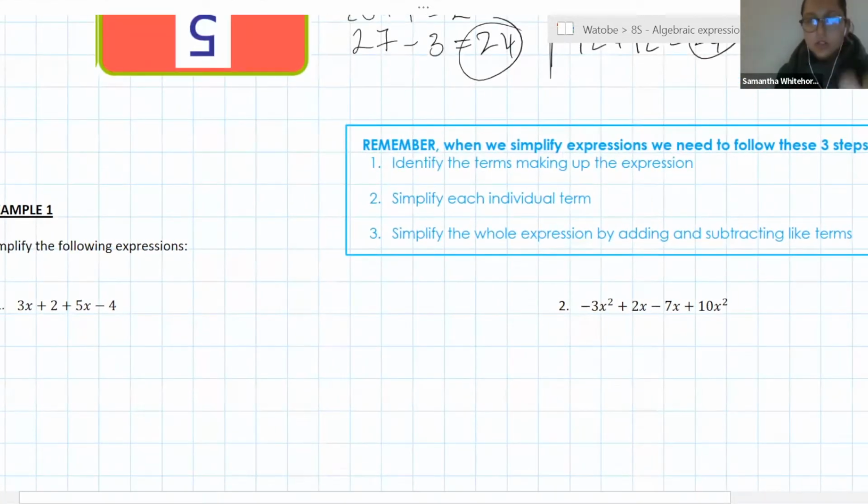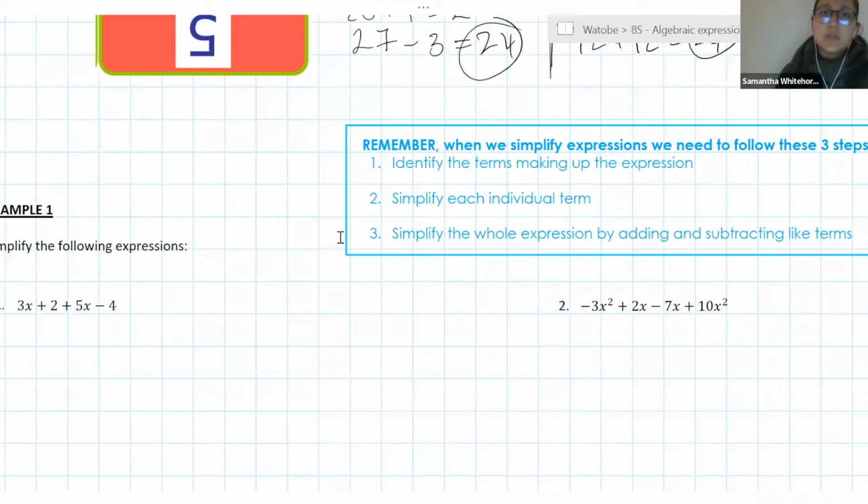I'm going to zoom in on each question so we can see. I just want to have a look at what is in this little block here, because when we are simplifying expressions, there's three important things we need to remember. So when we do this, we want to be able to identify the terms that make up our expression so that we know what we're working with.